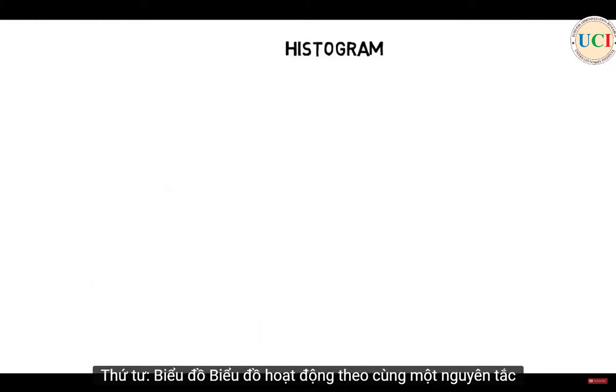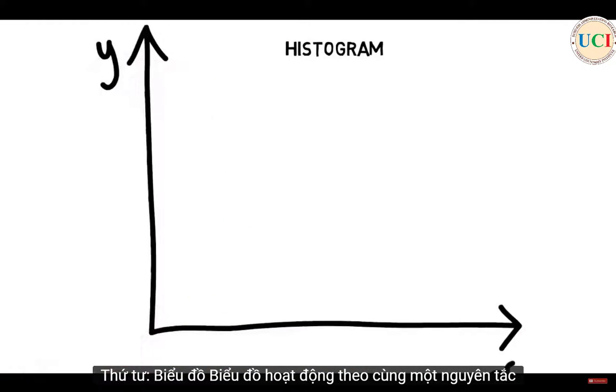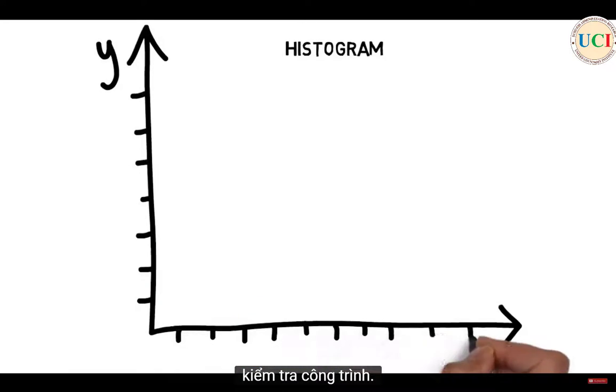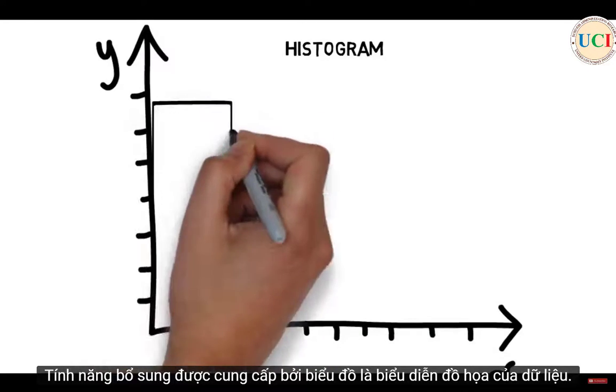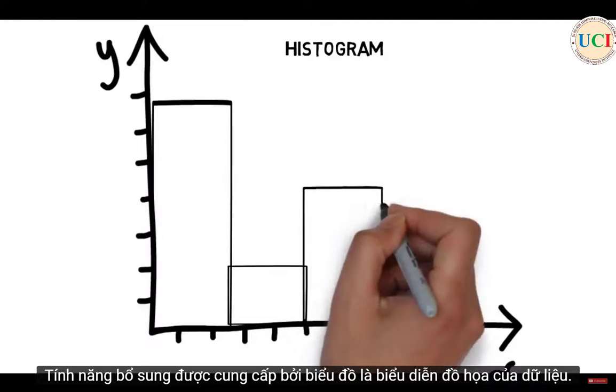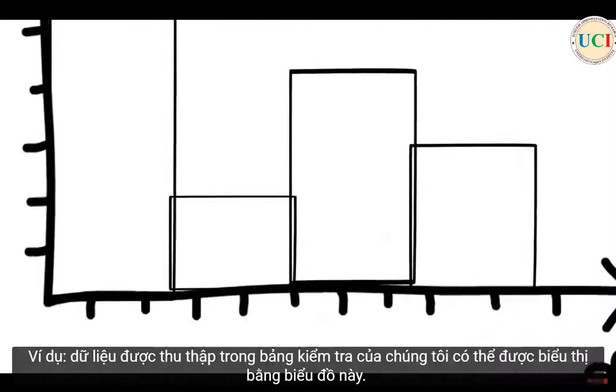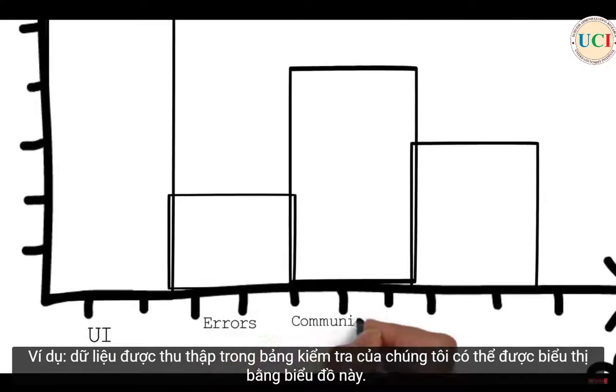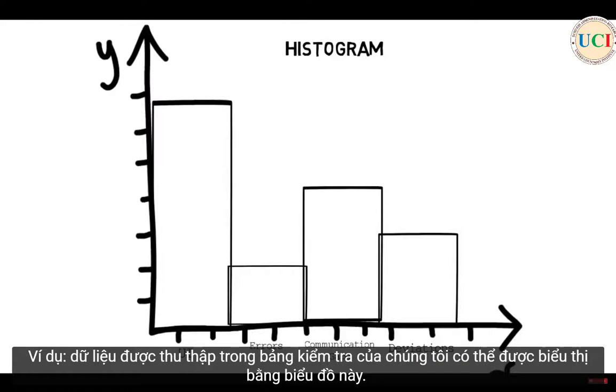Fourth, histogram. Histogram works on the same principle on which check sheet works. The additional feature offered by the histogram is the graphical representation of the data. For example, the data collected in our check sheet can be represented by this histogram.